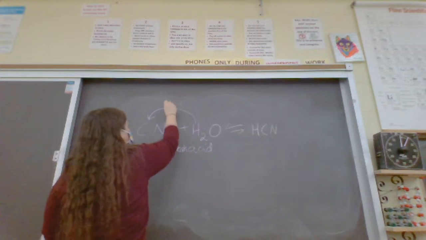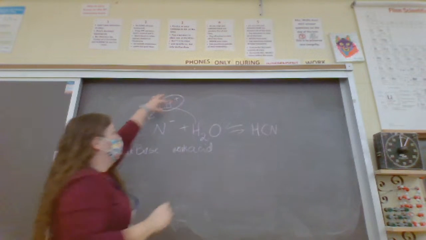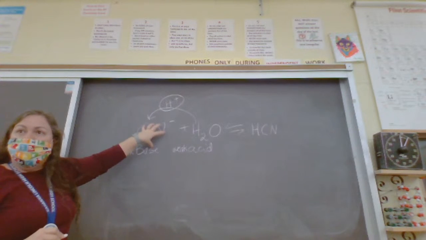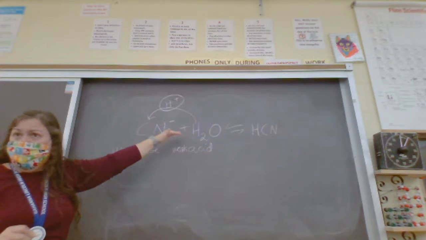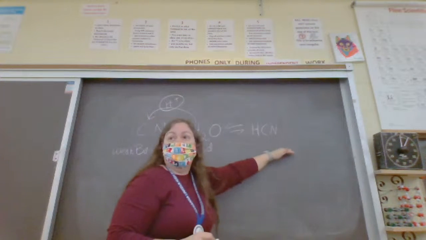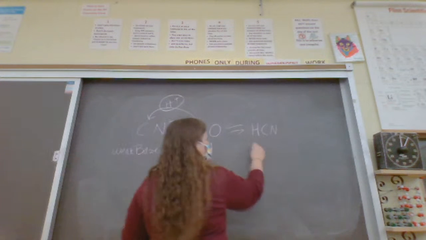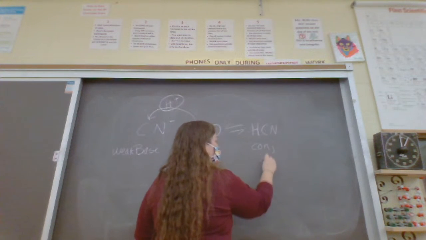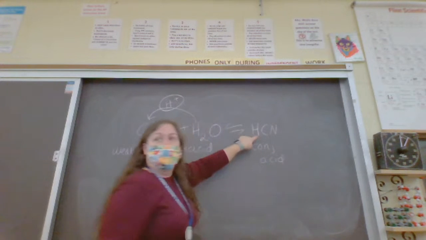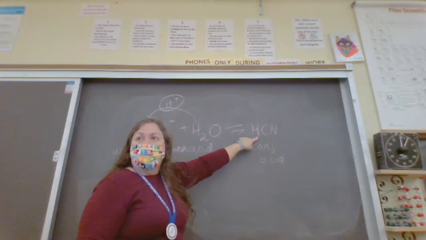Will it still be negative? Well, I'm taking an H positive and I'm adding it on here. If this is negative and you attach a positive, it's going to become neutral. Okay, so we'll just make this HCN and it'll be neutral. And since this was a base, this is the conjugate acid. Does it make sense to you that we would call it an acid? It's got an H on there.